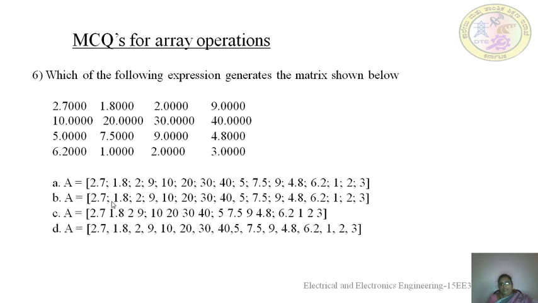Which of the following expressions generates the matrix shown below? So this is the matrix generated. To generate this matrix, which is the correct command? Option A has 2.7 and a semicolon, so the next elements will come into the second row, but here the second row does not match, so this itself is wrong. Option B, the same thing again, it is wrong. C is equal to 2.7, yes: 4 elements, semicolon, again 4 elements, semicolon, 4 elements, semicolon. Maybe C is the right answer. Let us check D. Again it is 2.7 and all are commas here.